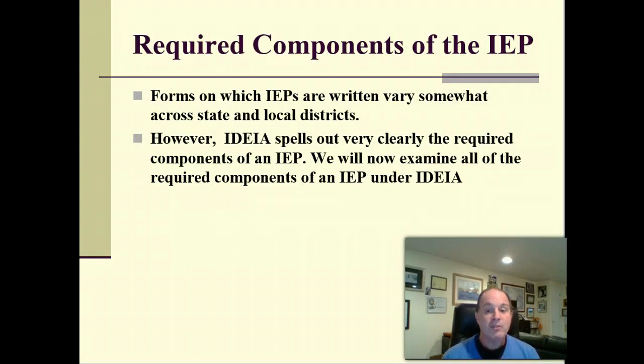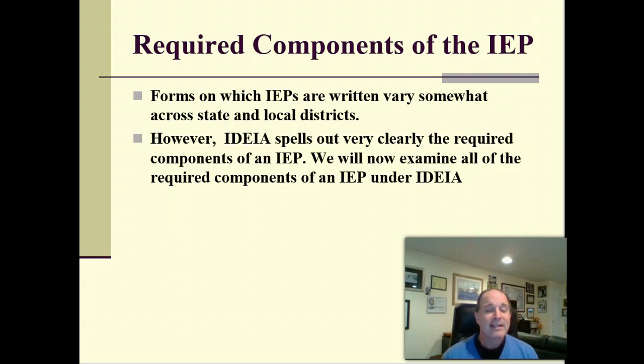Now, the forms on which IEPs are written vary somewhat across state and local districts. However, IDEA spells out very clearly the required components of an IEP. We will now take a look at all the different required components of an IEP under the federal law. So, if you look at the IEP form in one school district, it may look different than the IEP form in another school district. So an IEP in California might look different than an IEP in Texas, which might look different than an IEP on Long Island. And in two different school districts on Long Island, the IEPs could look different.